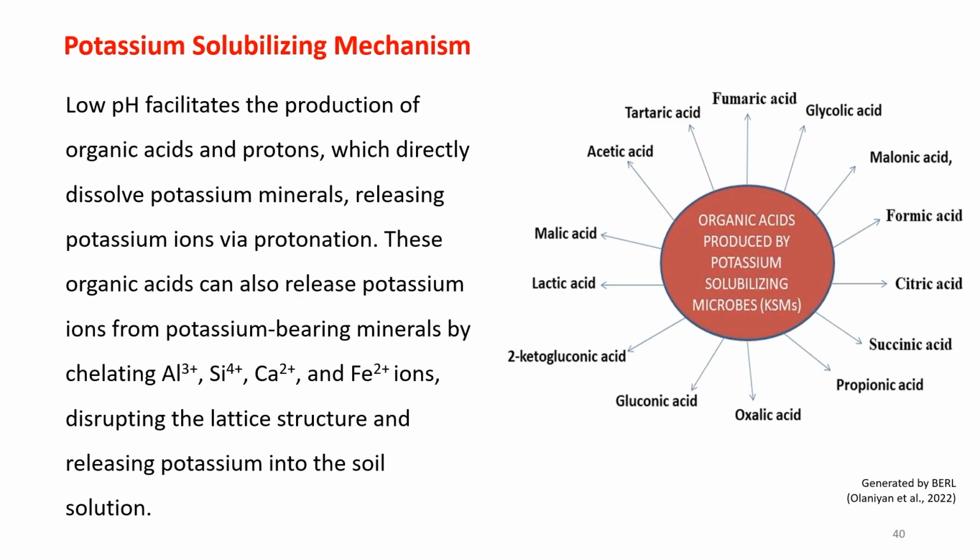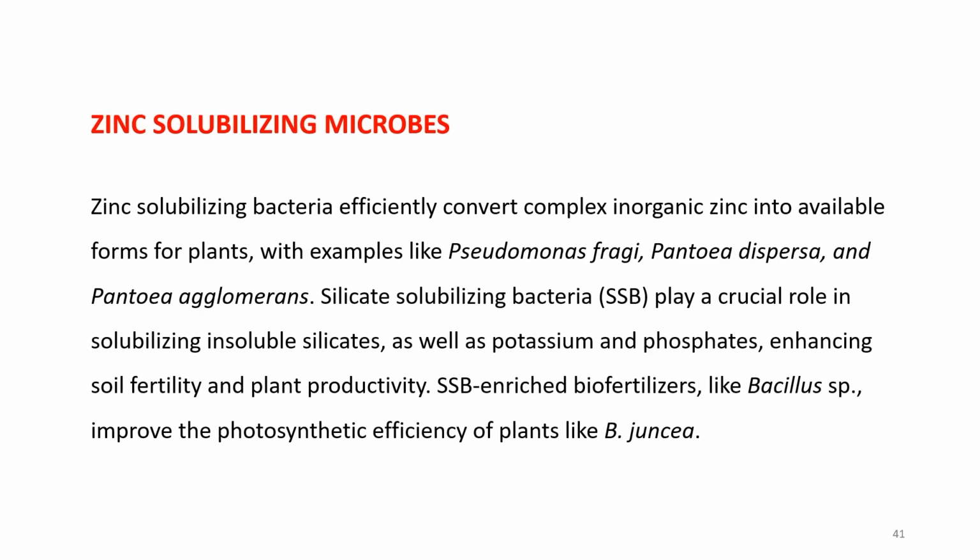Low pH due to the release of these acids facilitates the action of organic acids and protons, which directly dissolve potassium minerals, releasing potassium ions via protonation. These organic acids can also release potassium ions from potassium-bearing minerals by chelating aluminum, silicon, calcium, and ferrous ions, disrupting the lattice structure and releasing potassium into the soil solution.